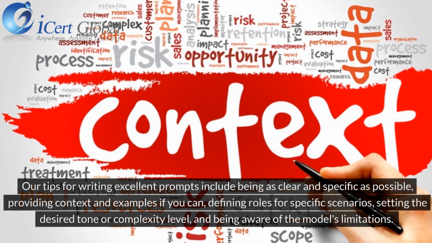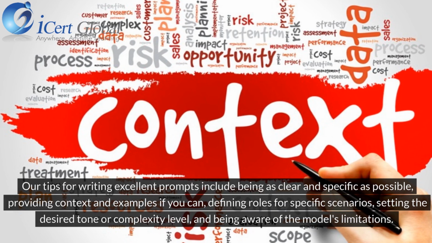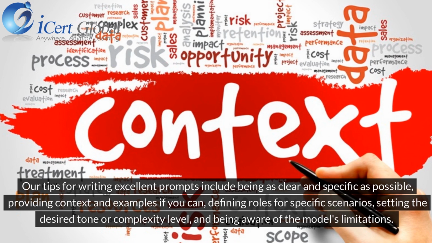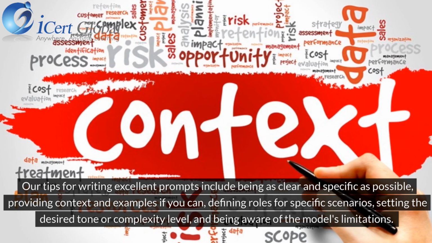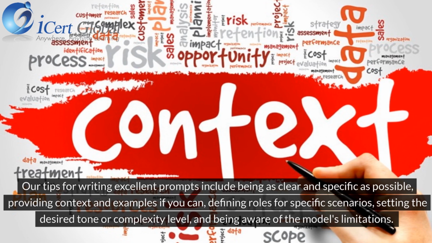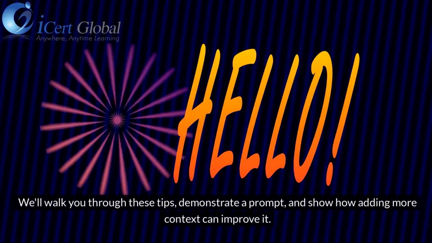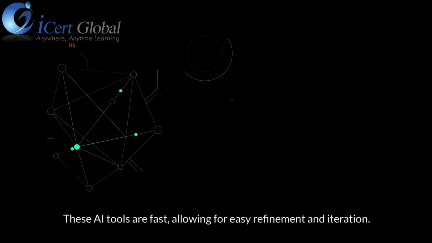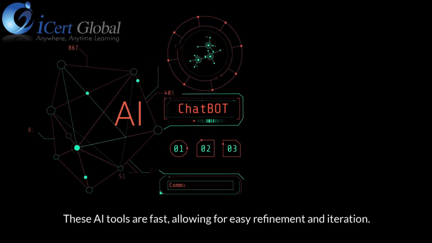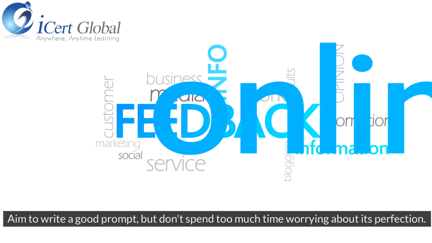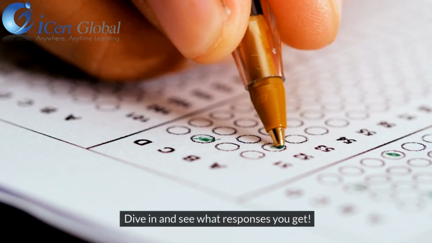Our tips for writing excellent prompts include being as clear and specific as possible, providing context and examples if you can, defining roles for specific scenarios, setting the desired tone or complexity level, and being aware of the model's limitations. We'll walk you through these tips, demonstrate a prompt, and show how adding more context can improve it. Our pro tip: don't stress about perfecting your prompt on the first try. These AI tools are fast, allowing for easy refinement and iteration. Aim to write a good prompt, but don't spend too much time worrying about its perfection. Dive in and see what responses you get.